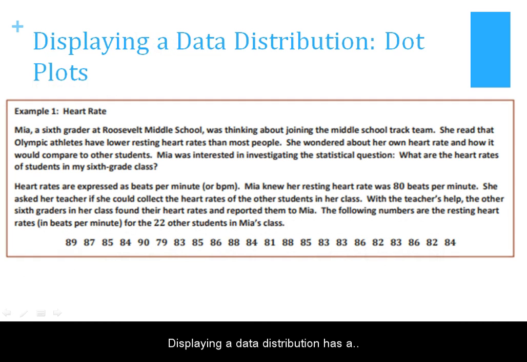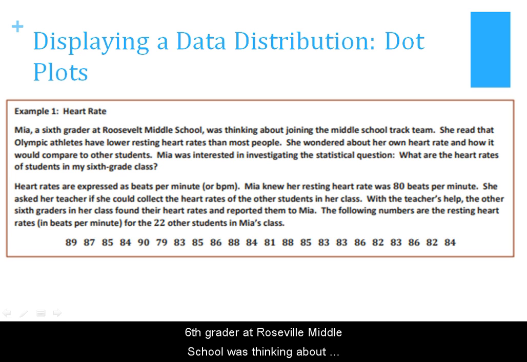Displaying a data distribution as a dot plot. Example 1, heart rate. Mia, a 6th grader at Roosevelt Middle School, was thinking about joining the middle school track team. She read that Olympic athletes have lower resting heart rates than most people. She wondered about her own heart rate and how it would compare to the other students. Mia was interested in investigating the statistical question, what are the heart rates of students in my 6th grade class? Heart rates are expressed as beats per minute, or BPM. Mia knew her resting heart rate was 80 beats per minute.